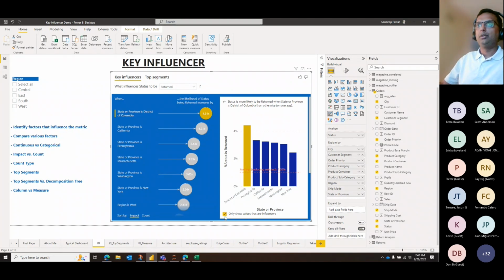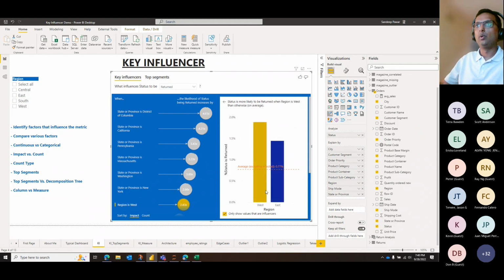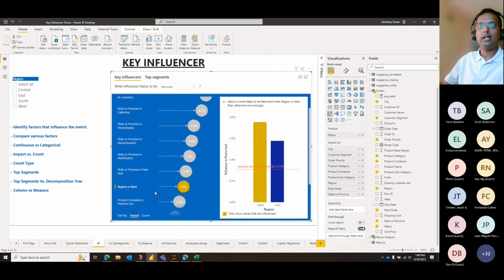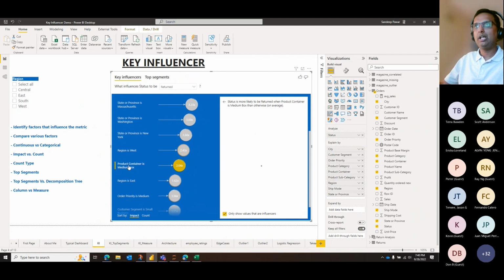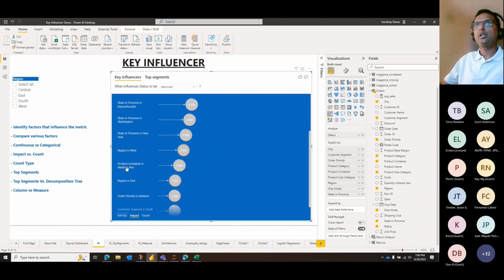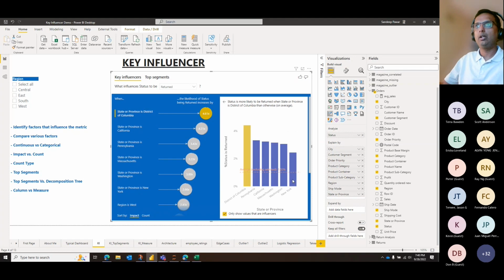So you can just select this and it will only show you the factors that are important for the thing that you have selected. So if I go to region West, it will compare West versus East. If I go down, it's a product container, it will do that comparison for each of the columns that are selected, not just across all the variables or all the columns. Okay. So how would you use this?